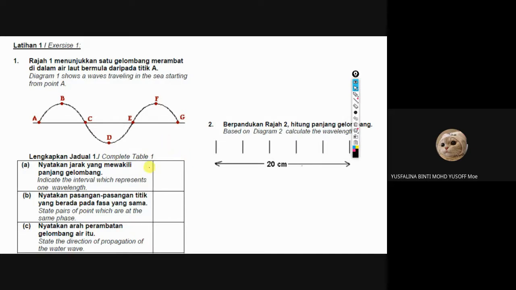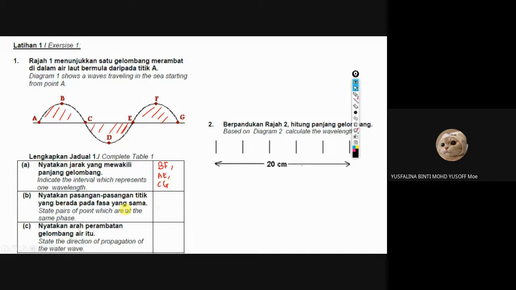I already told you whether it's crest to crest, trough to trough, or two semicircles, right? So whether from B to F, or A to E, because two semicircles here, A to E, and then C to G, also two semicircles. This one B to F because crest to crest, and this is two semicircles A to E, and another one C to G also two semicircles. So this is called the wavelength.